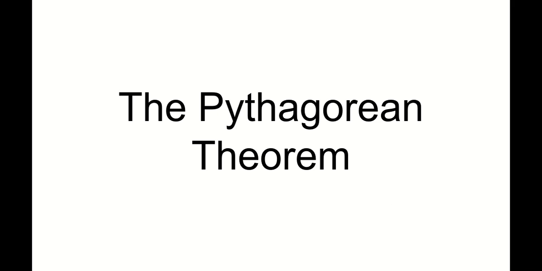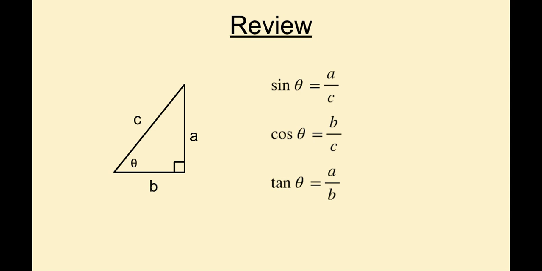Okay, so let's talk about the Pythagorean theorem. Before we do that, let's do a little review. Here's a right triangle, and the letters are arbitrary, but normally the hypotenuse is C, and the other sides are A and B. That doesn't have to be.